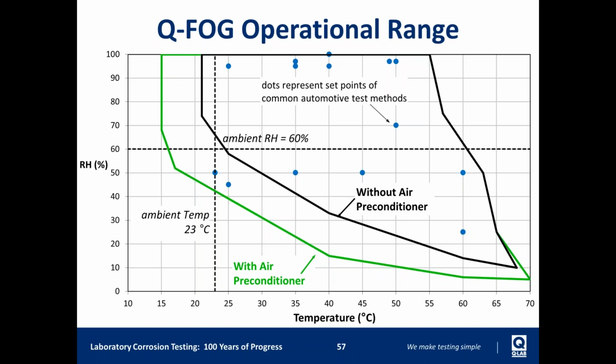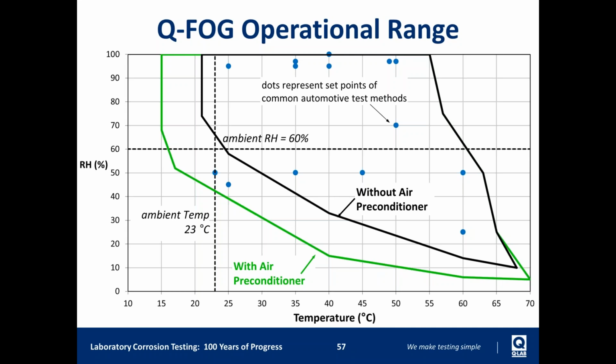And as you can see, without the air preconditioner, you can hit most of them, but you can't hit the 23C 50% relative humidity point and the 25C 45% relative humidity point, which I believe are in GMW and Ford. But with the air preconditioner, you can meet those conditions.